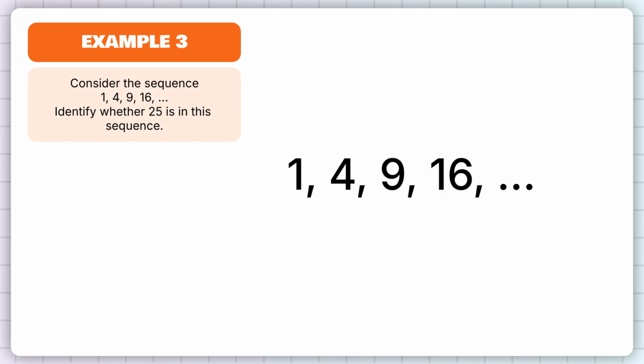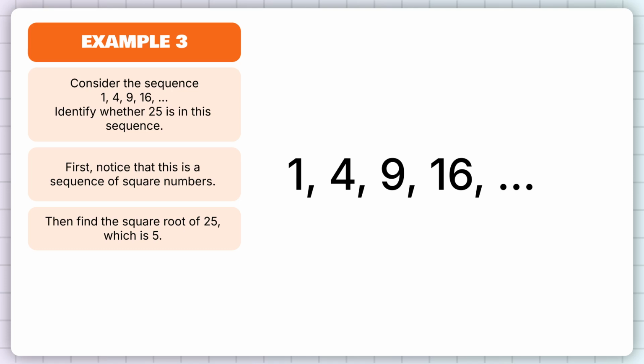In our final example, we will identify a term in a sequence. Consider the following sequence, 1, 4, 9, 16. Suppose we want to find whether 25 is in the sequence. First, notice that this is a sequence of square numbers. Then find the square root of 25, which is 5. Therefore, 25 will be in the sequence when n equals 5.